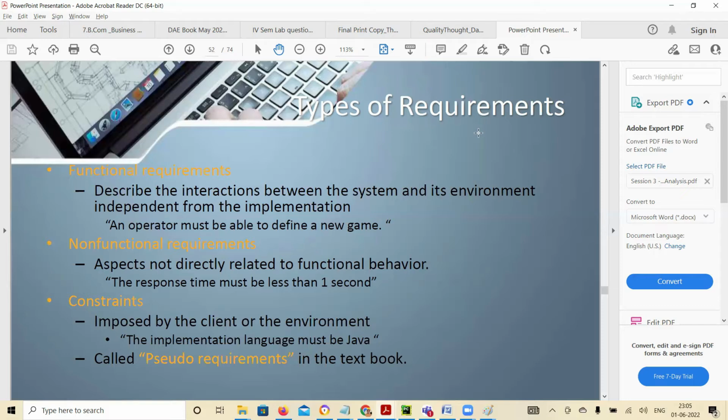Functional requirements are capabilities or system requirements. Non-functional requirements deal with the quality of service, like slow response.